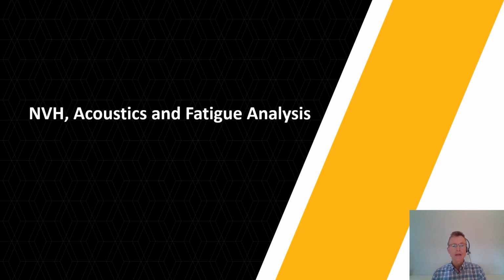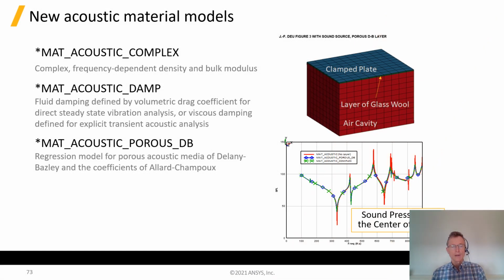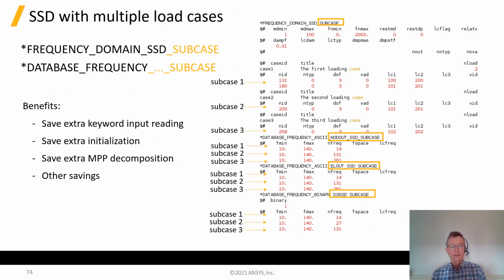Moving on to NVH, acoustics and fatigue. There are some new material models that you might use around the boundary of an acoustic cavity, representing trim and so on. Steady-state dynamics, which would be used, for example, to evaluate forced response functions, has become somewhat more efficient with a subcase capability so that some of the overheads of processing the model can be shared between the subcases instead of repeated each time.